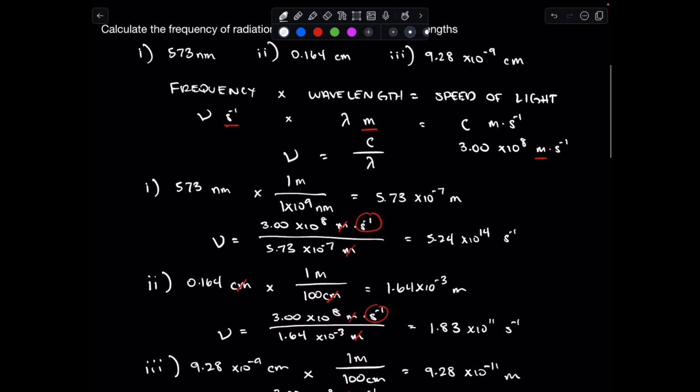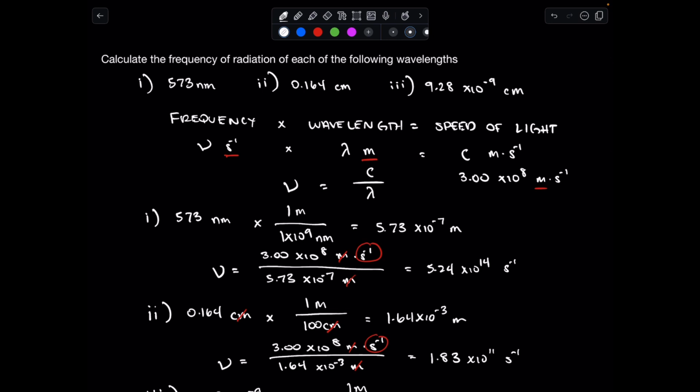So whenever you're trying to convert from wavelengths into frequency, we'll use our equation, which is nu is equal to the speed of light divided by our wavelength.